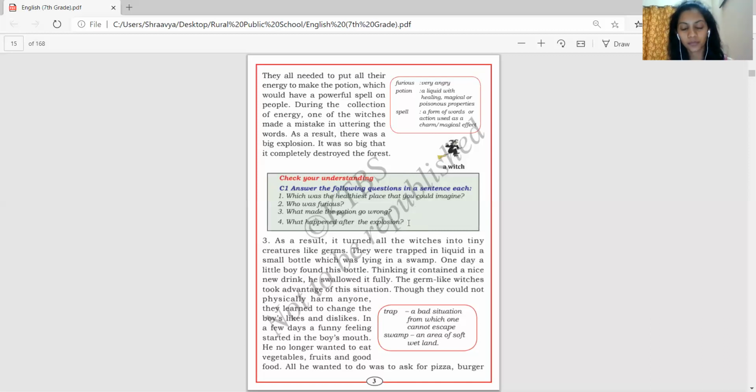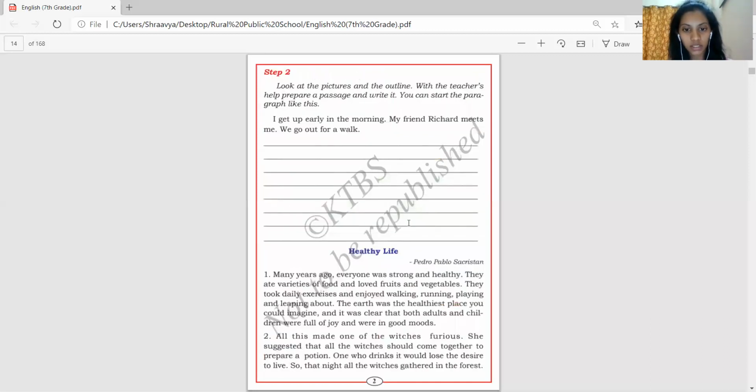Who was furious? So as we learned earlier, there was one witch who got furious, who was very angry seeing that people are happy. As we can see here in the second line.